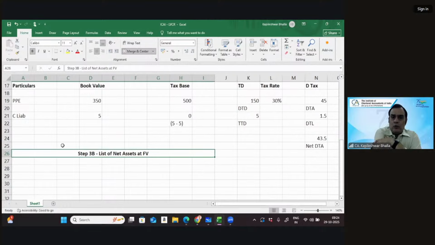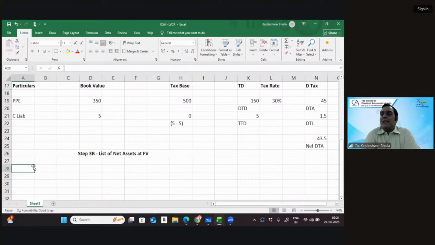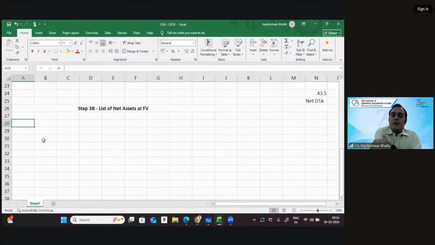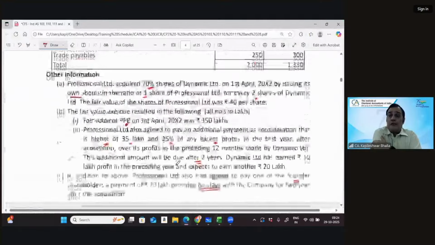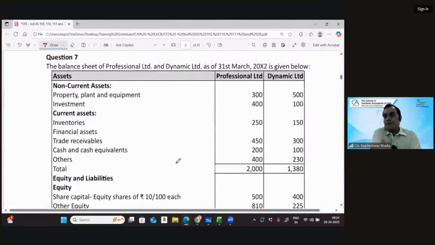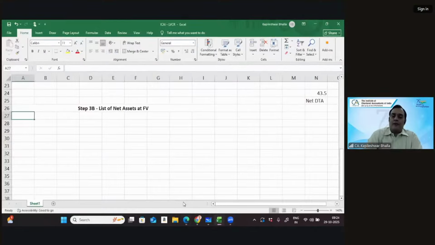So now what we'll do is make a scrutiny of the balance sheet, and go item by item, picking up all the assets. Where the fair value is given, we'll take that. And where the fair value is not given, we'll just take the book values itself. So let's go back to the balance sheet of Dynamic. Let's start with the asset side. So PPE, we've already seen, has got a fair value of 350. So let's take this as 350.